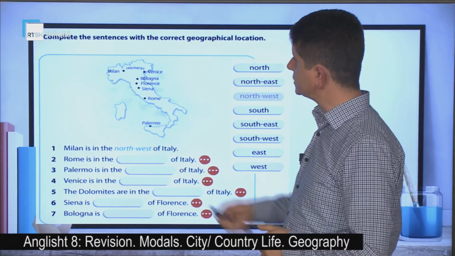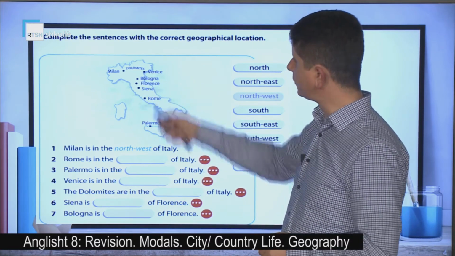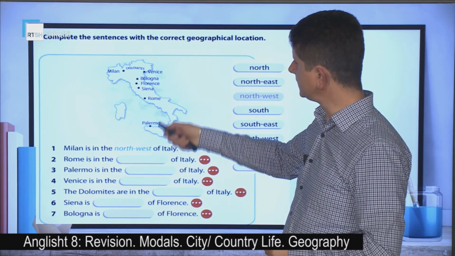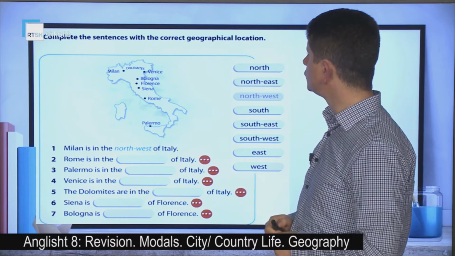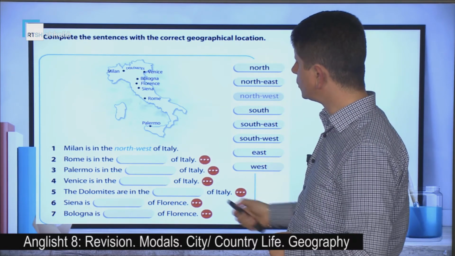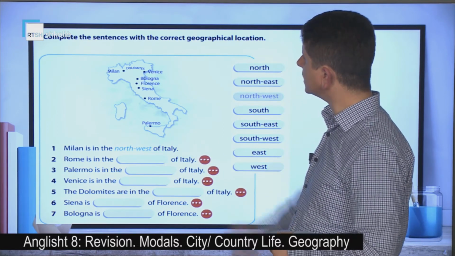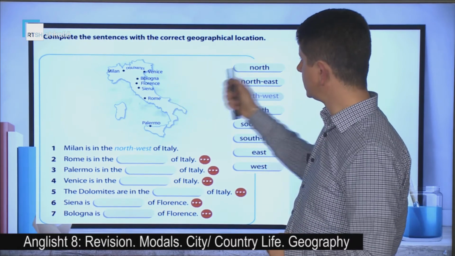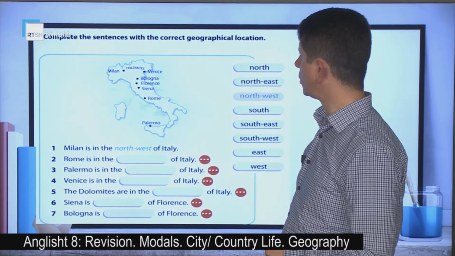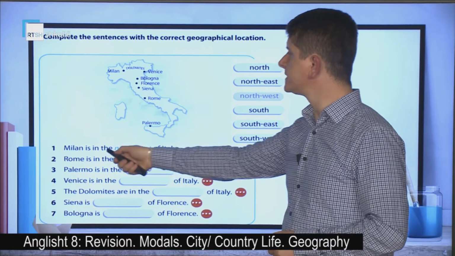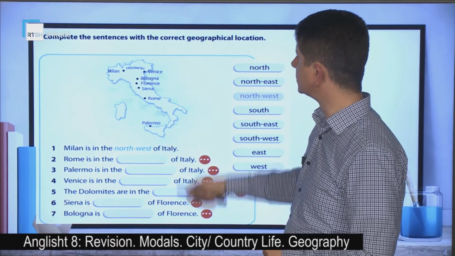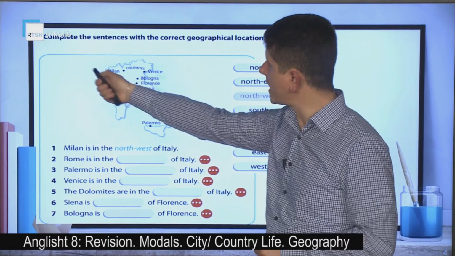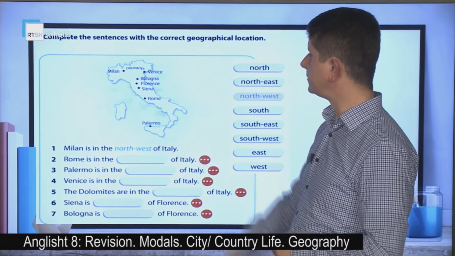Here, as you can see, we have the map of Italy. We have some cities, Palermo, Rome, Siena, Florence, etc. And we are going to use the correct word about their geographical location. So we are going to look at the map and write about the cities of Italy. The first one is done. Milan is in the northwest of Italy. Milan, northwest of Italy. Veri perëndim.